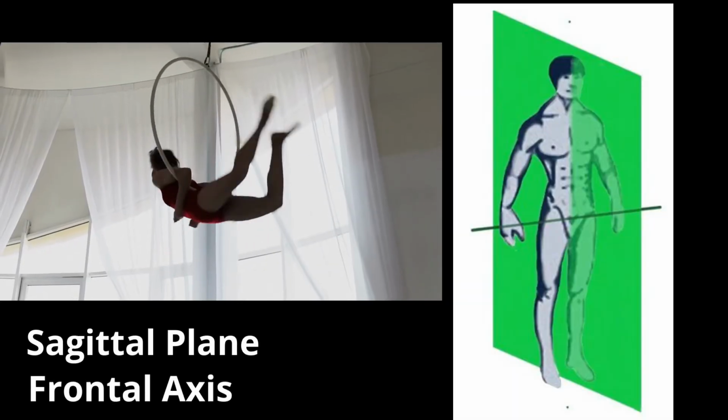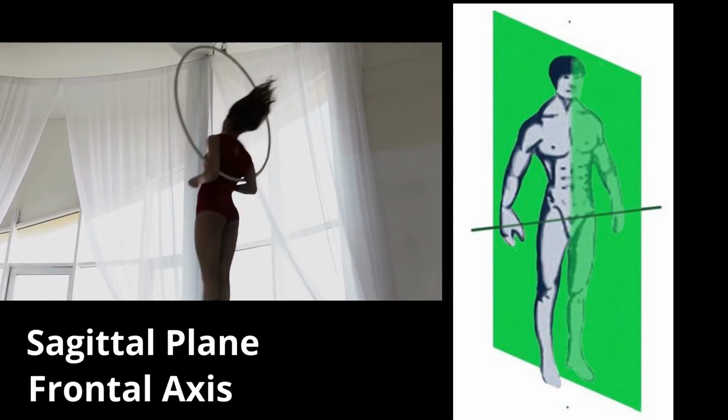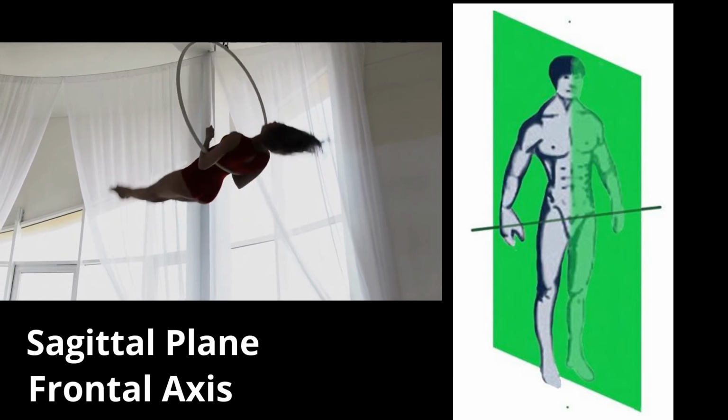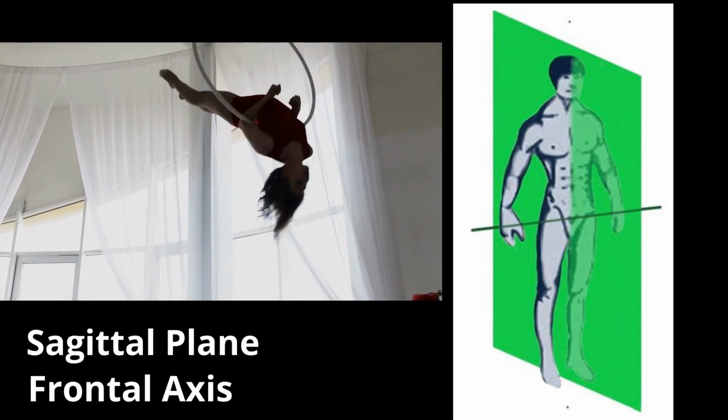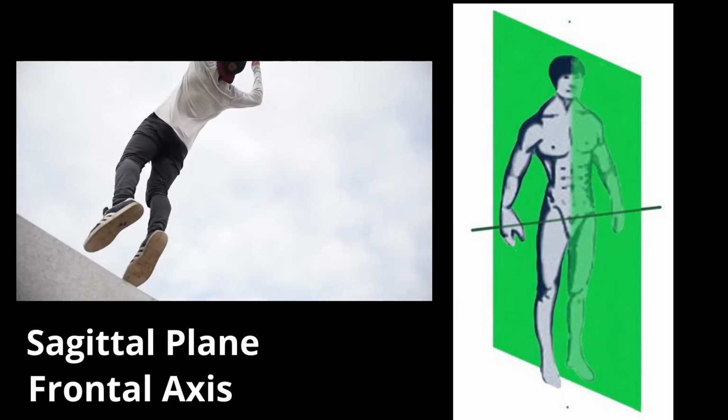The sagittal plane works alongside the frontal axis. The frontal axis runs through the body from hip to hip. If we were to rotate around the frontal axis, then a forward roll, backwards roll, or somersault would occur.